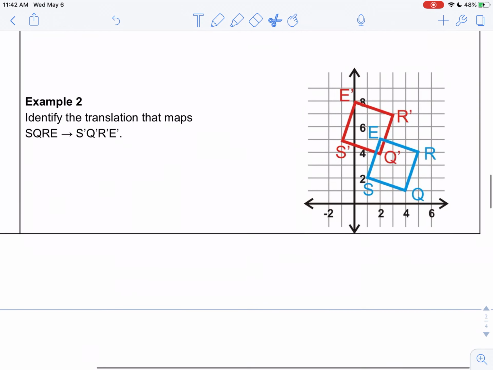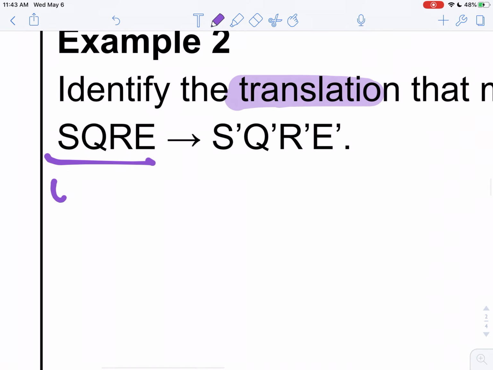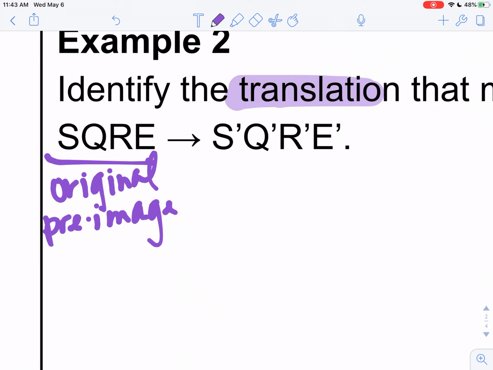Example 2. Now we are going to identify the translation that maps SQRE to S prime Q prime R prime E prime. All right, we're told it's a translation, so that means it's going to be same size, same shape. So all we need to do is compare 2 of our coordinates. All right, so SQRE, that is our original, or the pre-image. And the one with the primes, that is the new version, or the image.